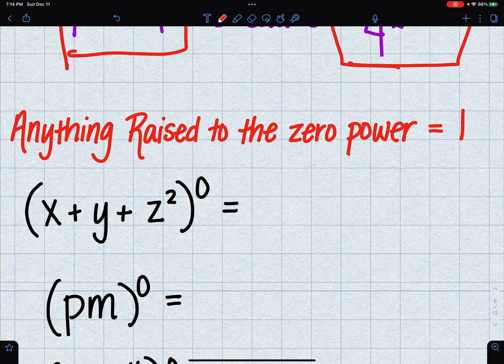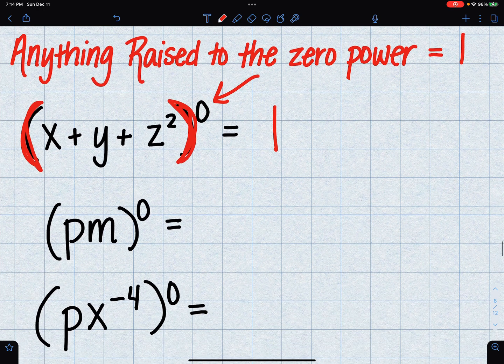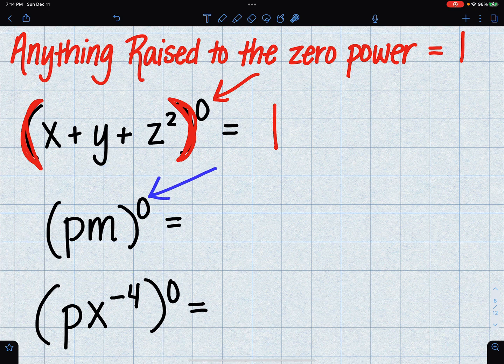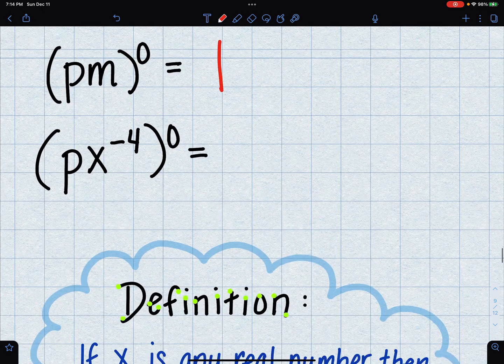So what if you have something really complicated like this? These are parentheses here, and this is raised to the 0 power. Guess what? It's 1. What if you have these, p times m, and it's raised to the 0 power? Easy, 1. What if you have a really complicated thing inside parentheses like px raised to the negative 4, and then that's raised to the 0 power? Guess what? 1. I love these.